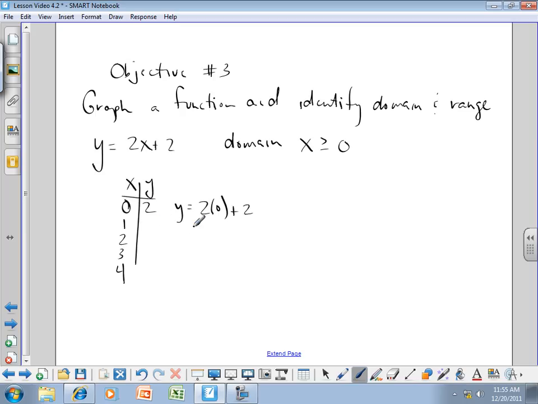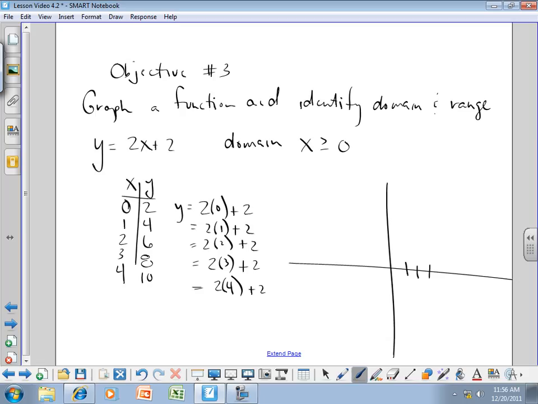Now, what happens if you do 2 times 1 plus 2? Well, that's 2 plus 2 is 4. 2 times 2 plus 2, 4, 6. I'm seeing a pattern. 2 times 3 plus 2, 6, 8. Anybody want to bet that this is 10? 2 times 4 plus 2, that's 8 plus 2, 10. Very good.